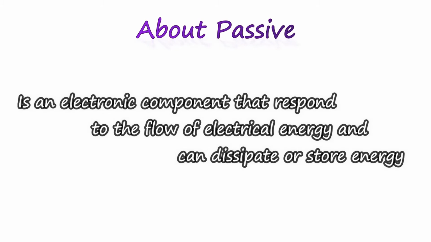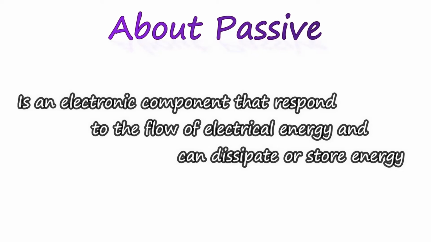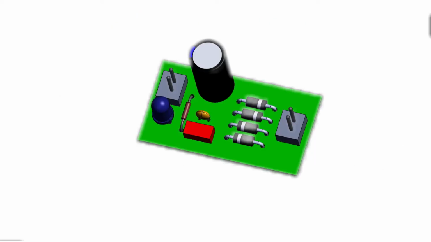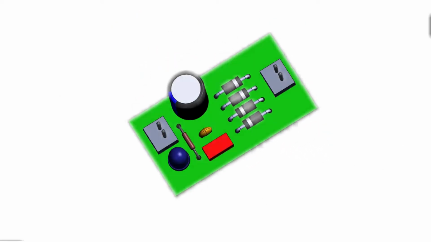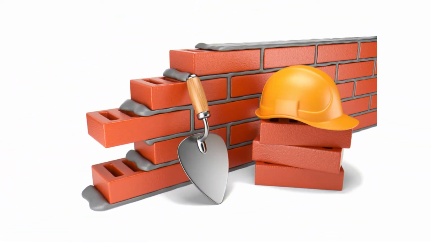A passive component is an electronic component that responds to the flow of electrical energy and can dissipate or store it. These components are indispensable in any electronic circuit as they have a high importance, even if their function is easy to understand. You can think about the bricks when building a house, a simple yet indispensable item.